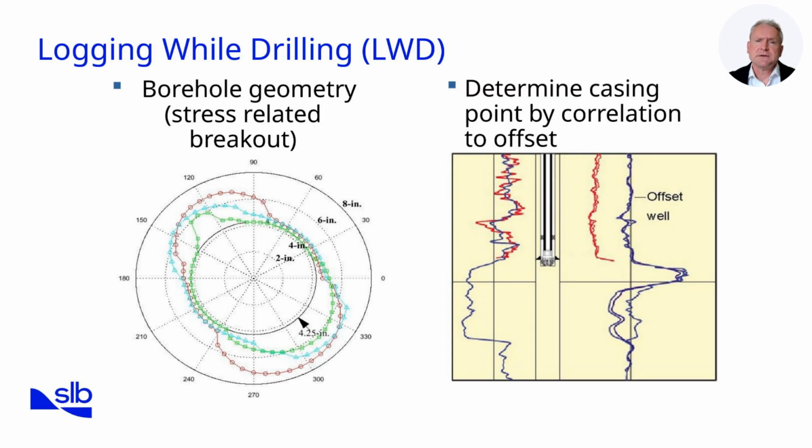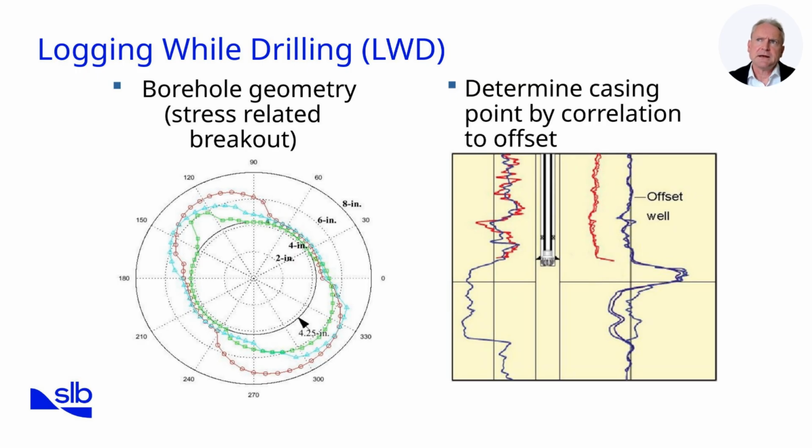The irregular shape seen here, with elongation along certain azimuths, indicates stress-related breakout. This information is invaluable because it reveals the orientation of the in-situ stress field and highlights potential instability zones. By monitoring borehole geometry in real time, drilling engineers can adjust mud weight, bit selection, or trajectory to reduce instability risks. On the right, we see a log comparison between the current well and an offset well.